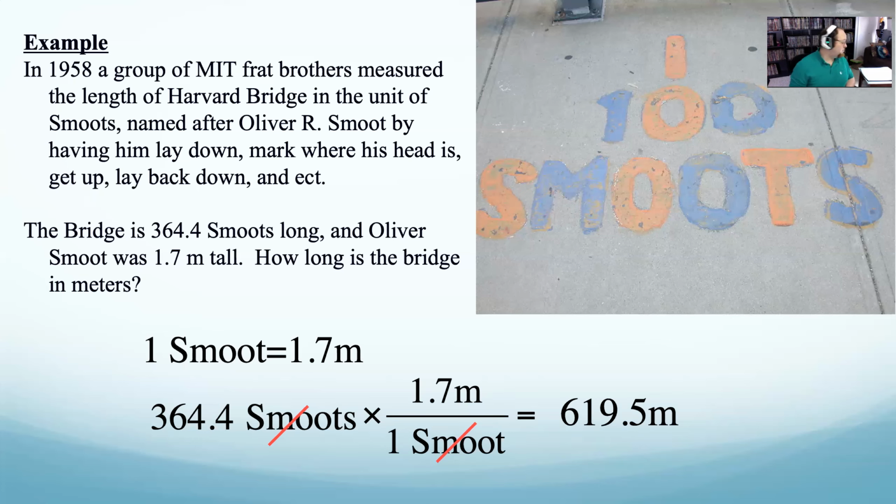Any questions with unit conversion? Yes, I have one question. Okay. Since we know that a smoot is 1.7 meters, wouldn't it be easier to just multiply 364.4 by 1.7? That's basically all I did in the end.